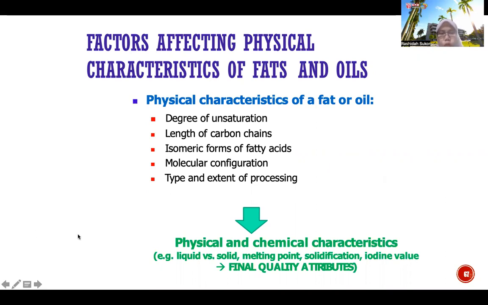Yesterday we have gone through the nomenclature, the way the lipid is being named, through the number of carbon and also the location of the double bond.